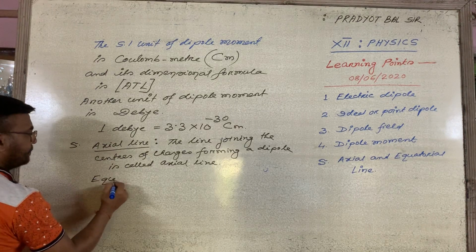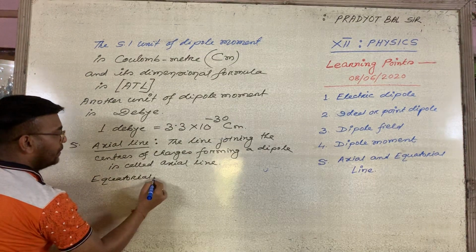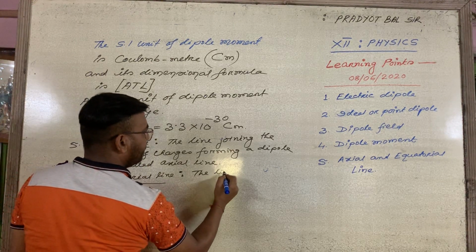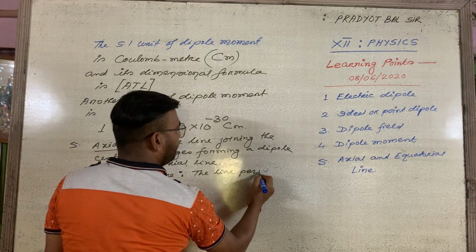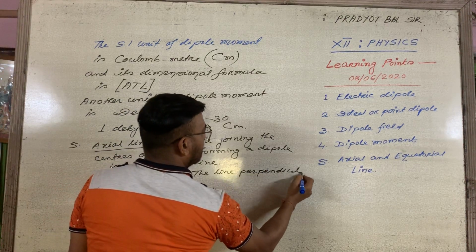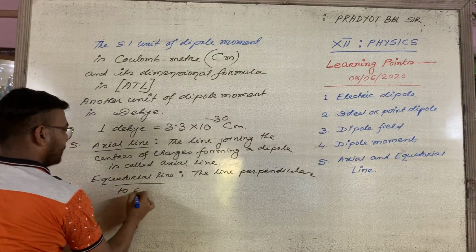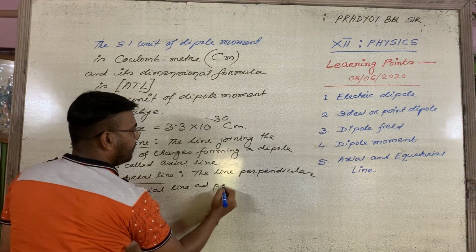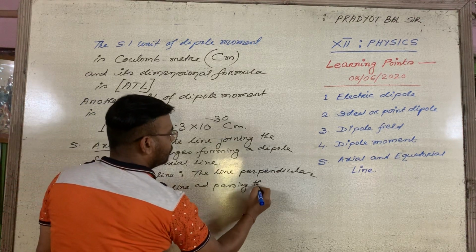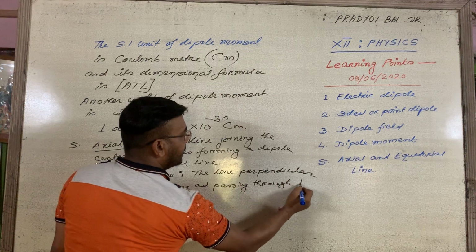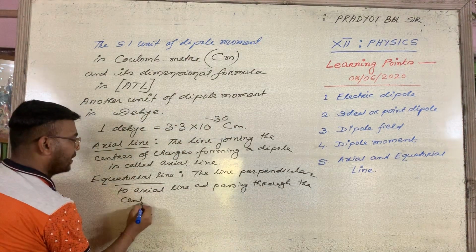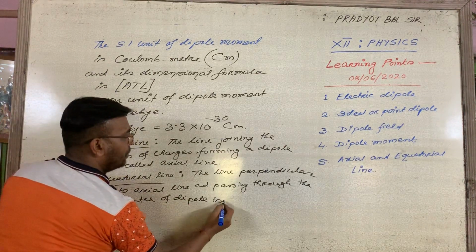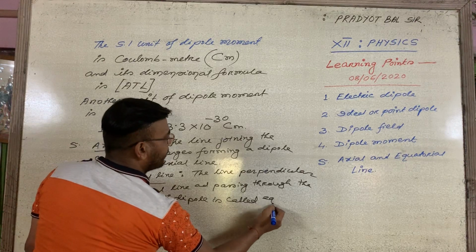Equatorial line. The line perpendicular to axial line and passing through the center of dipole, is called equatorial line.